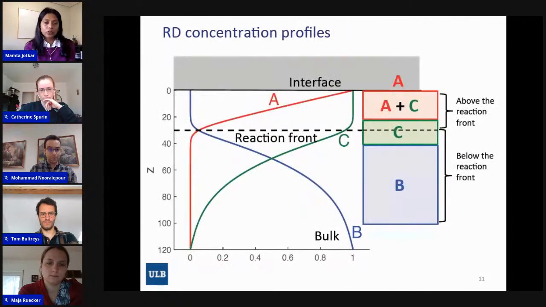These are the concentration profiles without convection for A, for B, and for C. The interface contains A. At the reaction front, C is produced by the reaction, and the bulk mainly comprises B. I will show you shortly that when all the species diffuse at different rates, an additional convection zone appears below the reaction front, and this is distinct from the equally diffusive scenario.